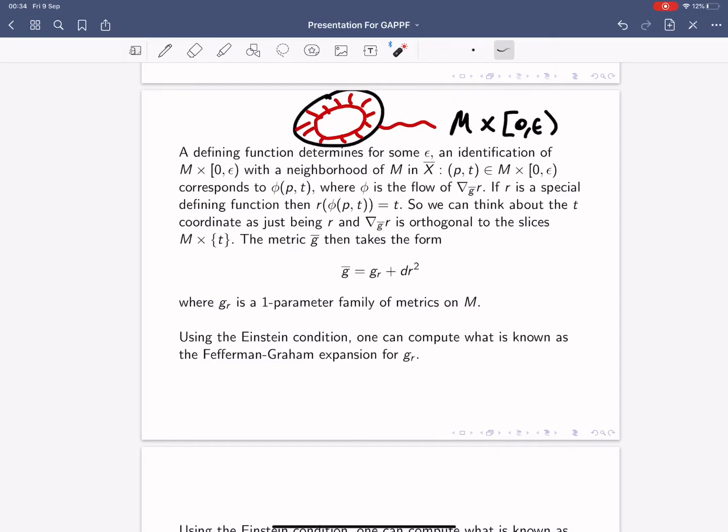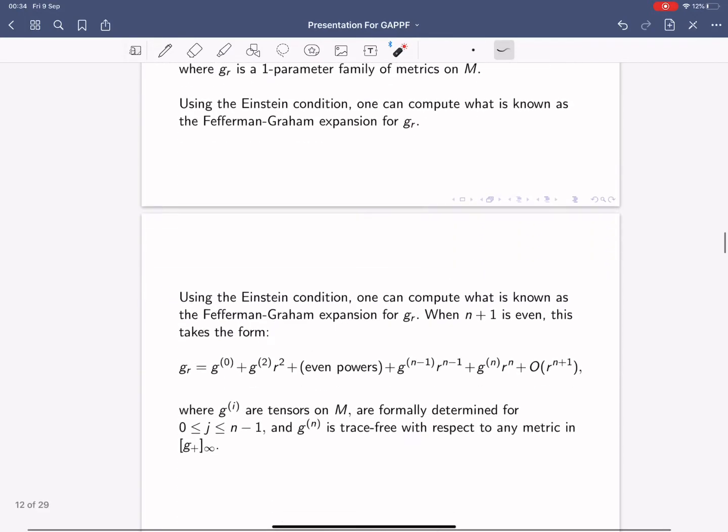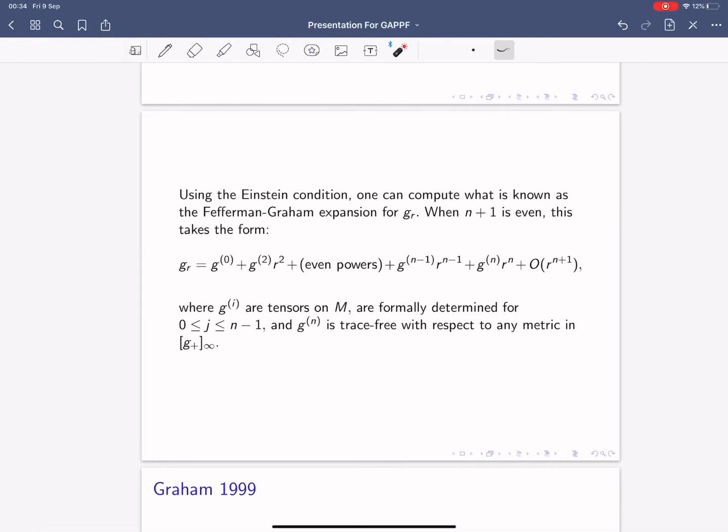So using the Einstein condition, you can actually compute what's known as the Pfefferman-Graham expansion for GR. This is related to what we talked about before in the work by Pfefferman and Graham. You can use the Einstein condition to find some of its derivatives on the boundary. When n plus 1 is even, this will take the form of this, where the GIs are formally determined as far as n minus 1. And then the next one is trace-free with respect to any metric in the conformal infinity.